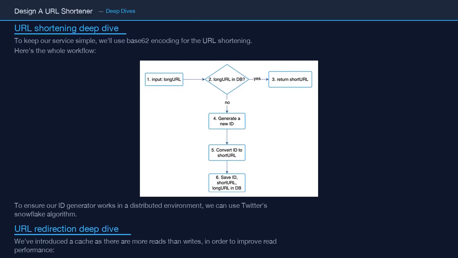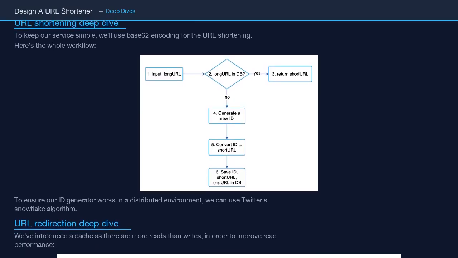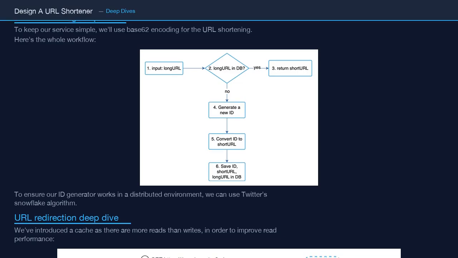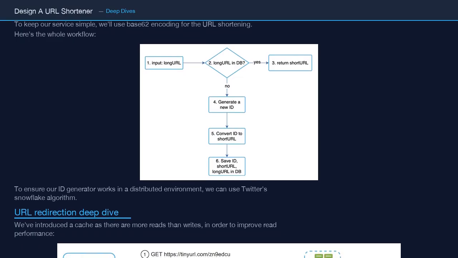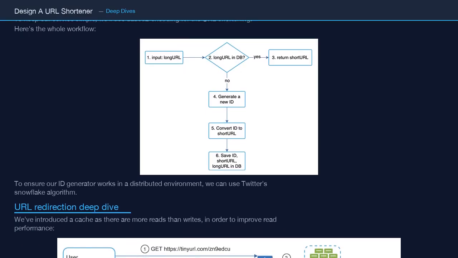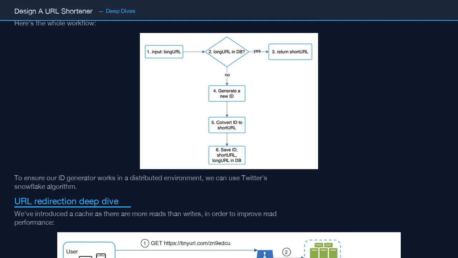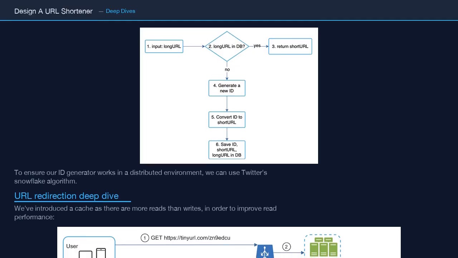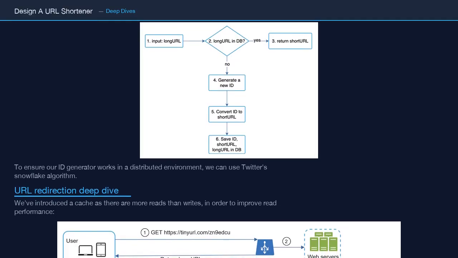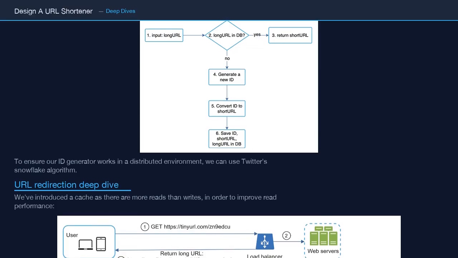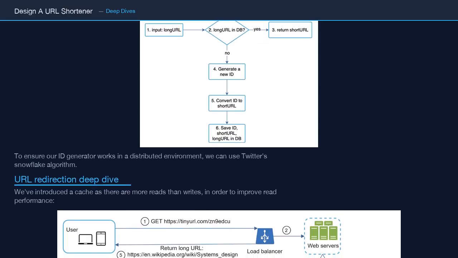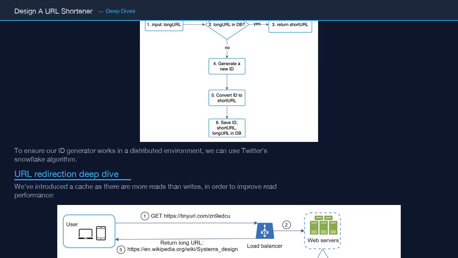Moving on to the URL shortening deep dive. Given those trade-offs, we're going with base 62 encoding to keep things straightforward. Here's the full workflow. A long URL comes in, the system generates a unique ID for it, that ID gets converted to a 7-character base 62 string, and that becomes the short URL which is then stored in the database.